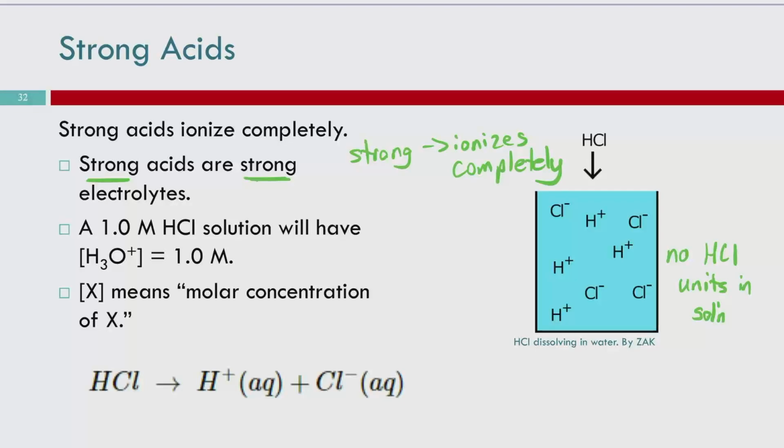And these brackets around a chemical compound means molar concentration of X. So these brackets around our hydronium ion equals 1 molar. That's the concentration of that ion.